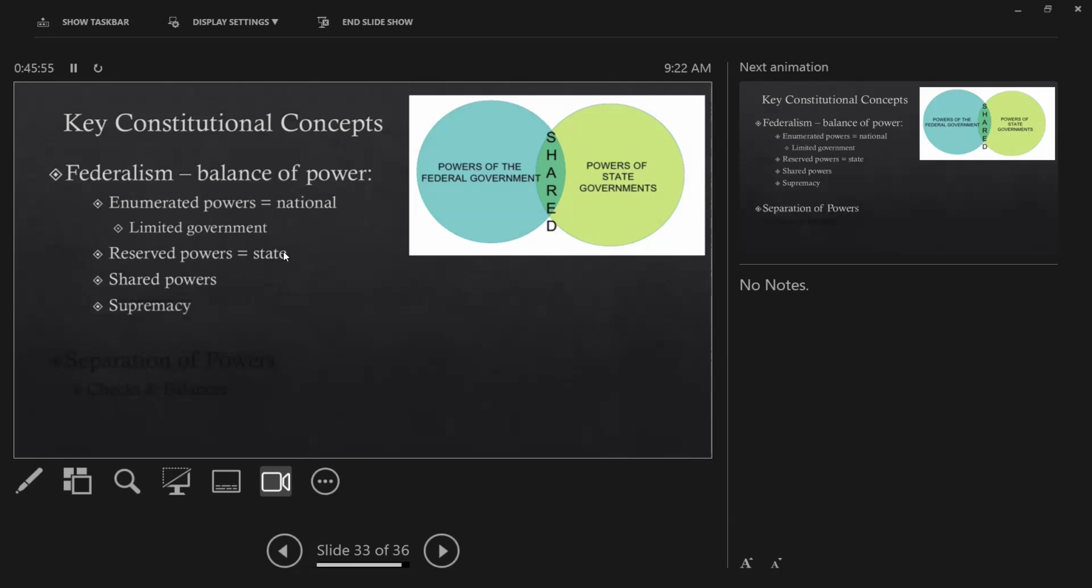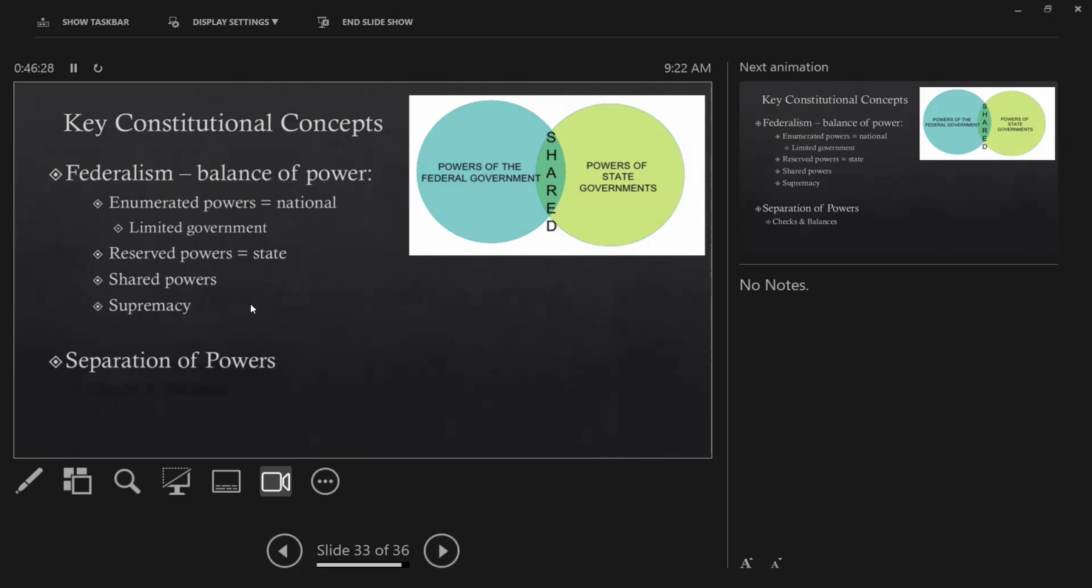But as I mentioned when we were looking at the supremacy clause just a moment ago, when the national government is acting within the scope of its enumerated powers, its actions control or are supreme to any of the actions of the state government. And state judges, state governments must respect the actions of the federal government when the federal government is acting within the scope of its constitutional power, its enumerated powers.